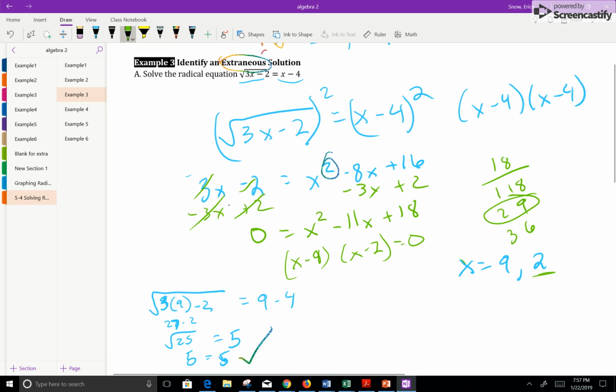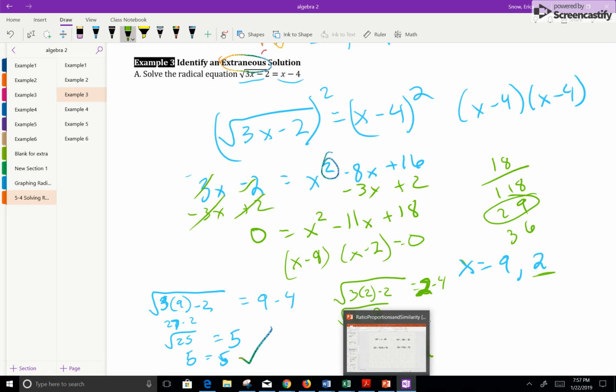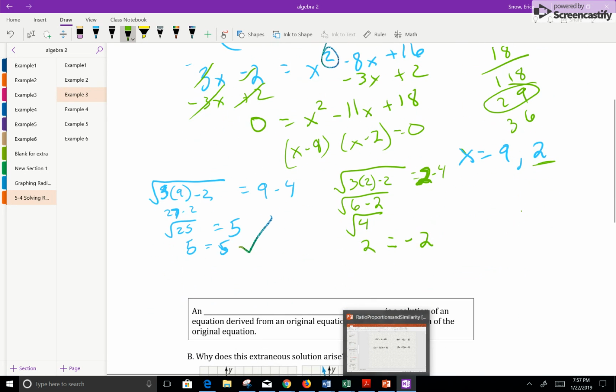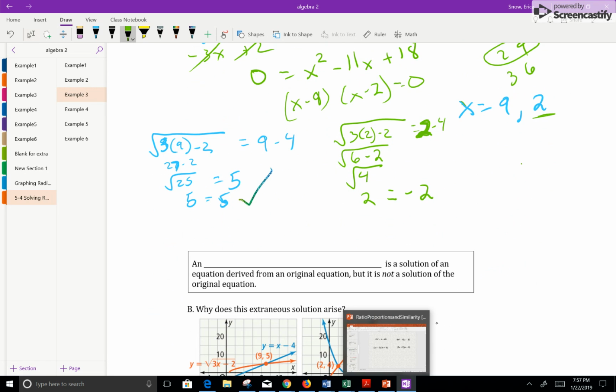Then we're going to do the same thing with 2. So we're going to have the square root of 3 times 2 minus 2 equals 2 minus 4. 3 times 2 is 6. 6 minus 2 is 4. The square root of 4 is 2. Well, 2 equals negative 2, it's not 9 if you're plugging in 2. And this is not true. So with this one, we know that this cannot be a true statement, okay?